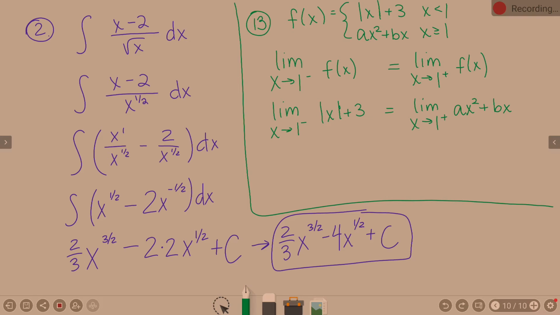I don't really know why I wrote what I wrote. I feel like I didn't really give the whole thing here. How do we do a limit? You plug in the value. Unless you run into issues, you plug in the value. So when you plug in the value, the absolute value of 1 plus 3 is going to be 4. And that has to equal this other limit. When we plug in 1 over here, it's a times 1 squared plus b times 1. 1 squared is 1 times a plus b times 1. This just becomes a plus b.